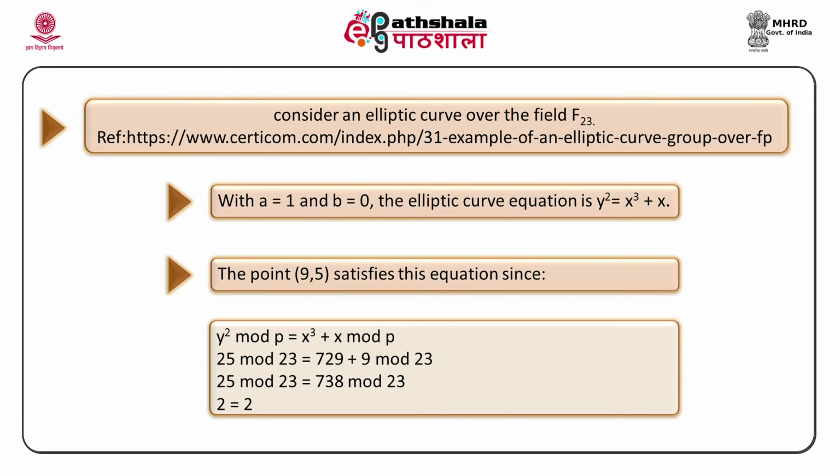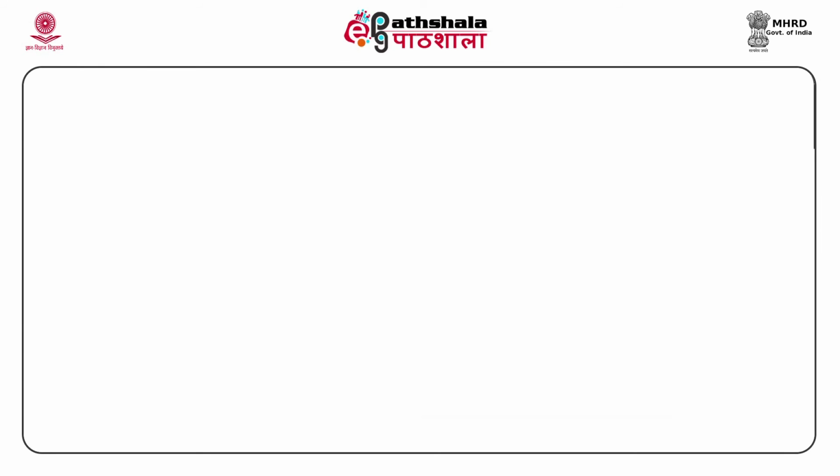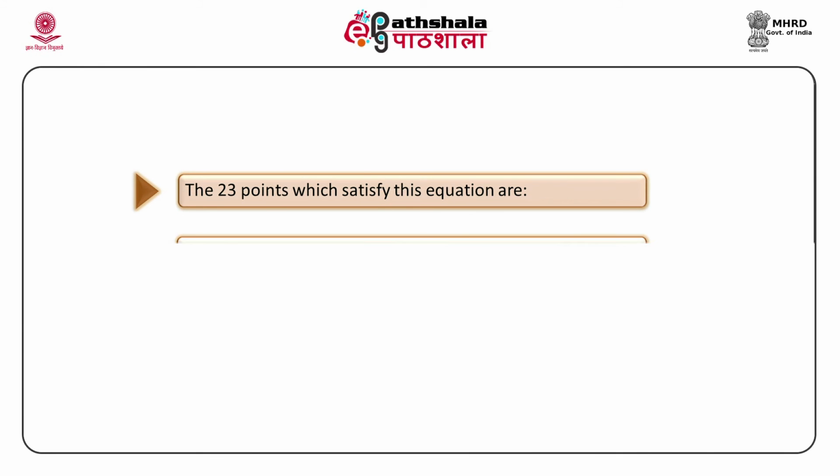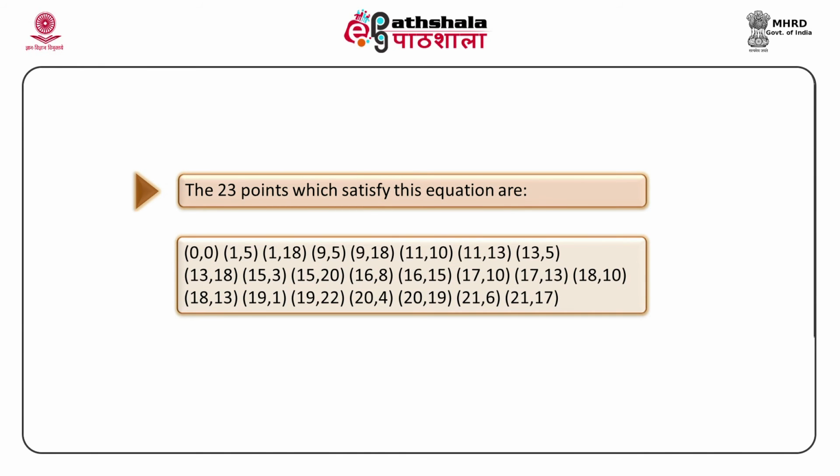We are using y to be 25. 25 mod 23 equal to 9 cube. 9 cube comes out to be 729 plus 9 mod 23. So 25 mod 23 equal to 738 mod 23. Left and right both give 2, so it satisfies the equation. So we can take 9 and 5 to be one solution for the equation.